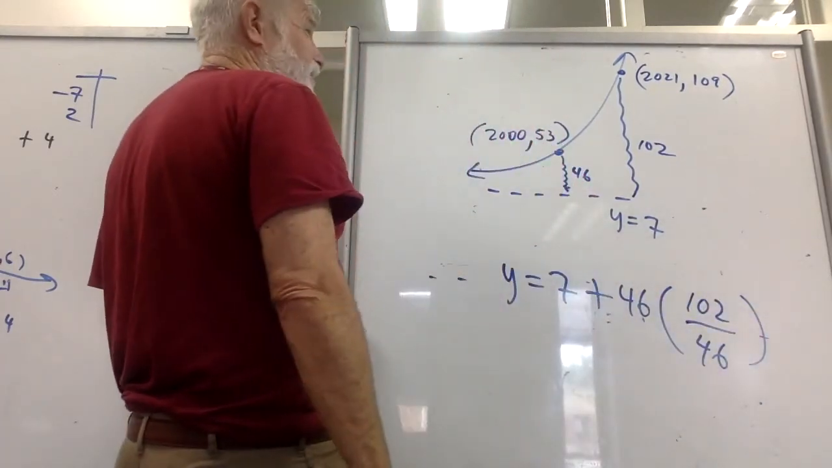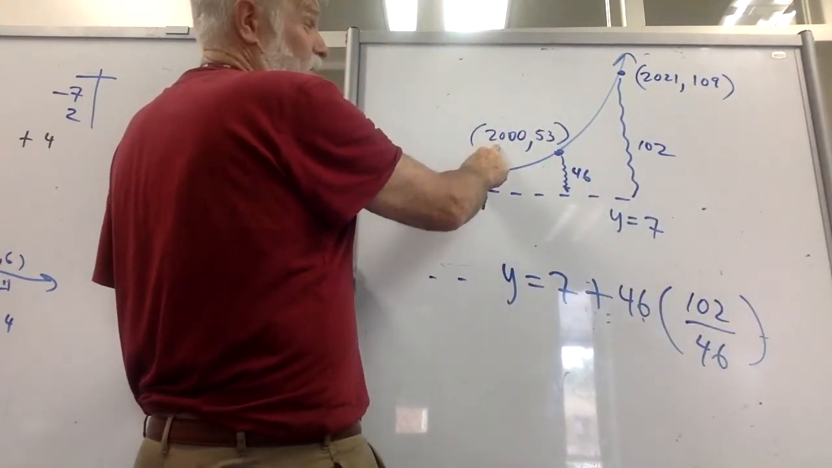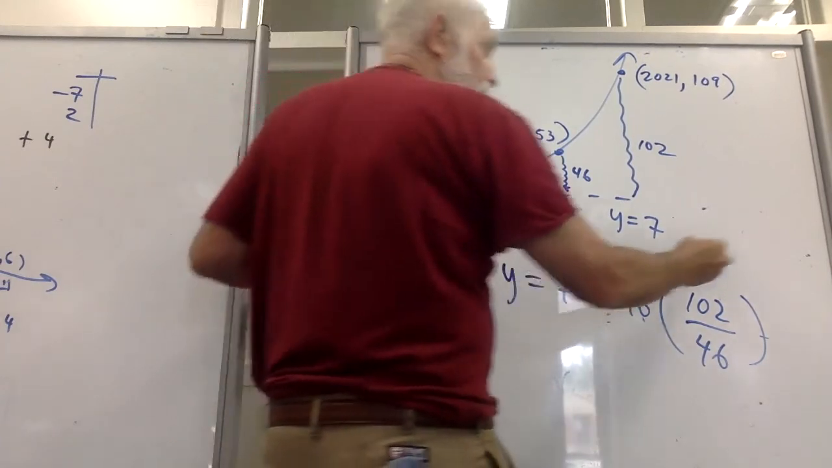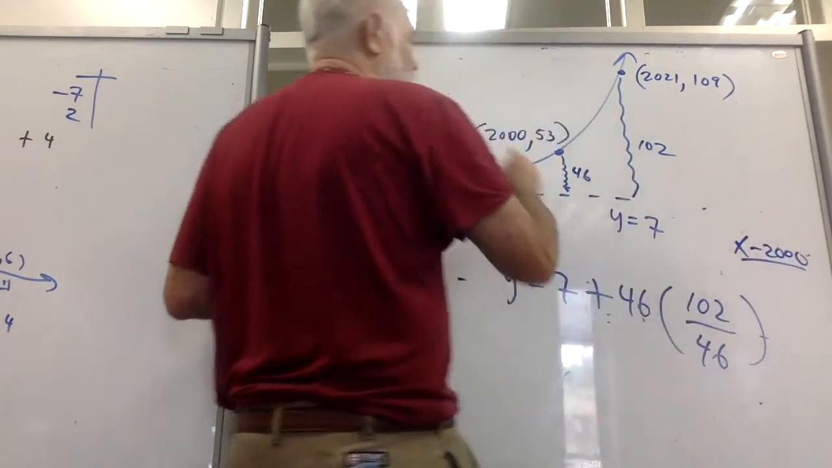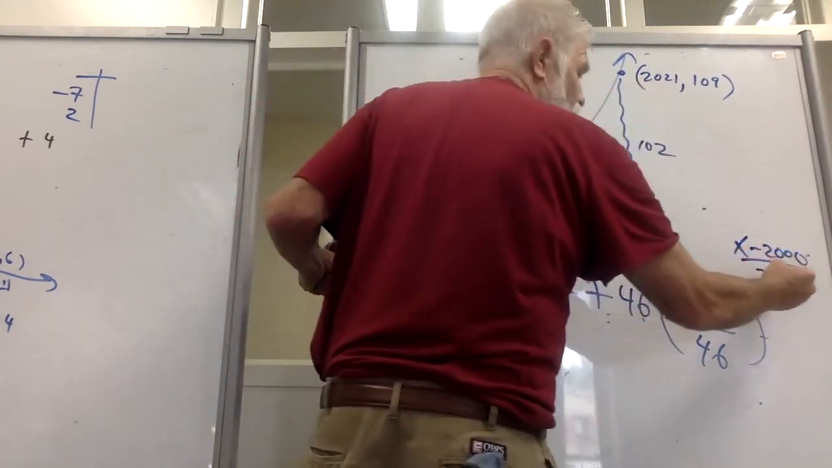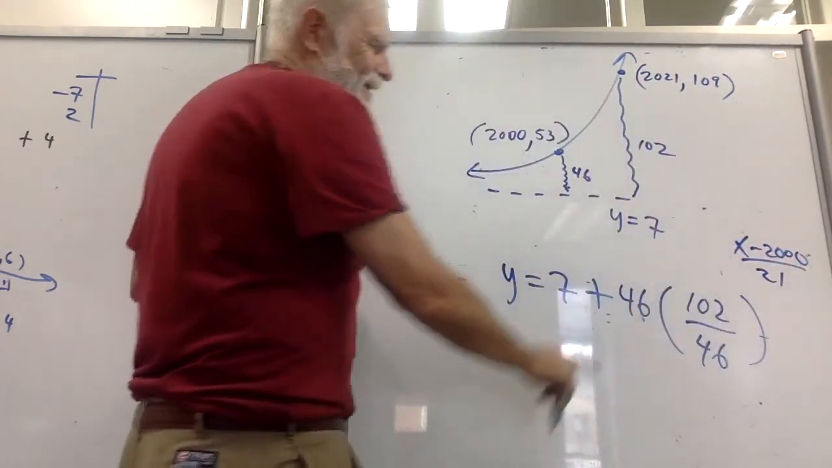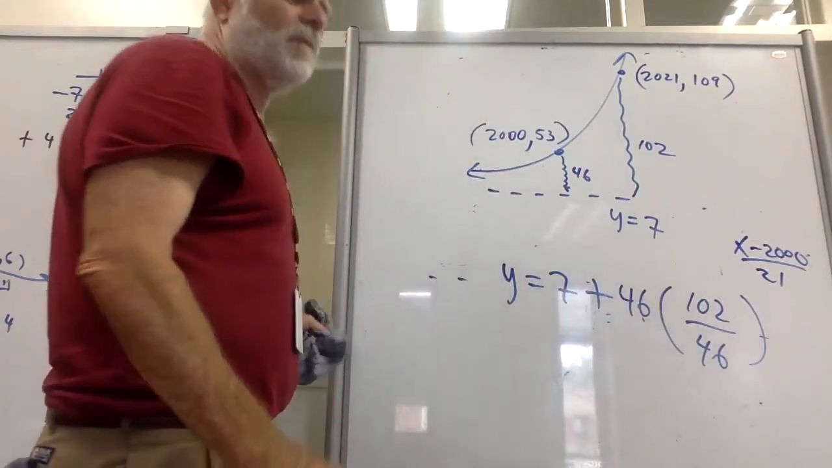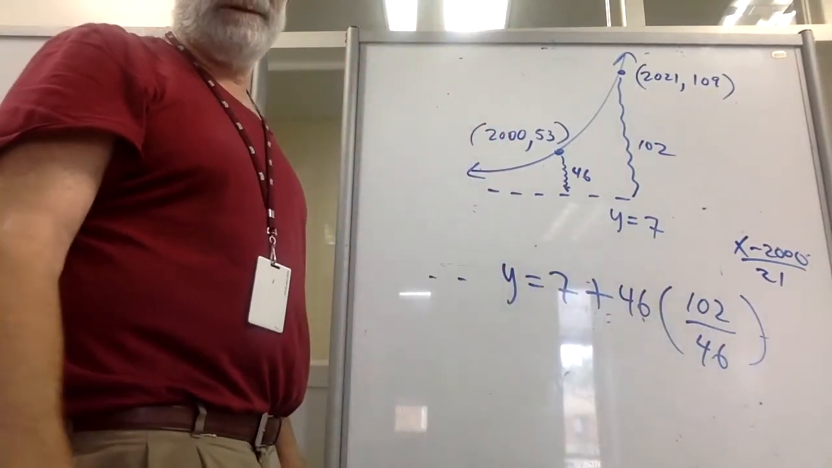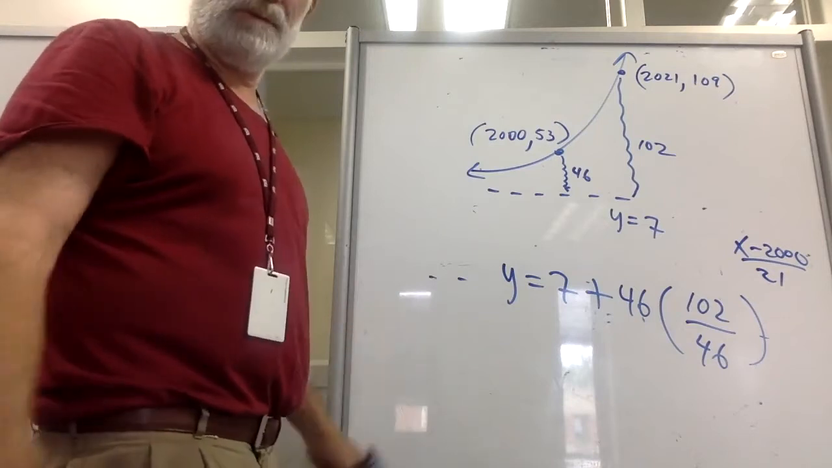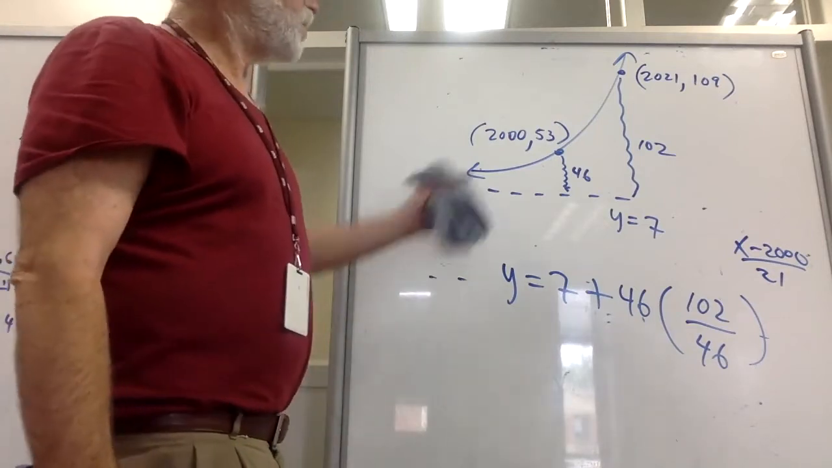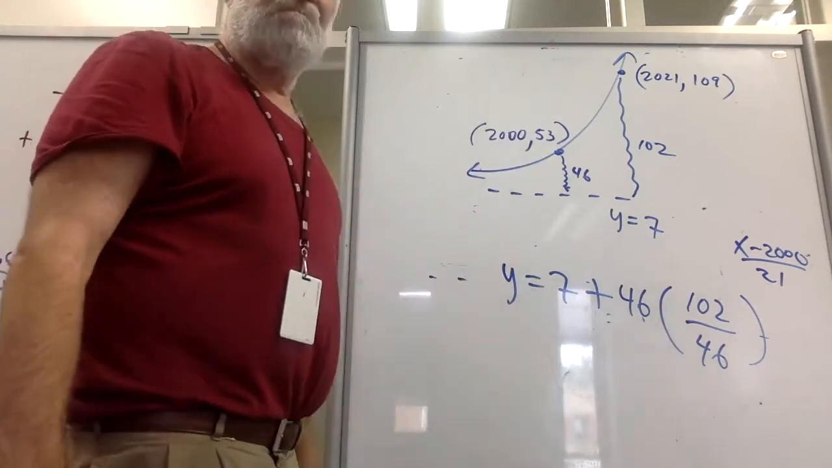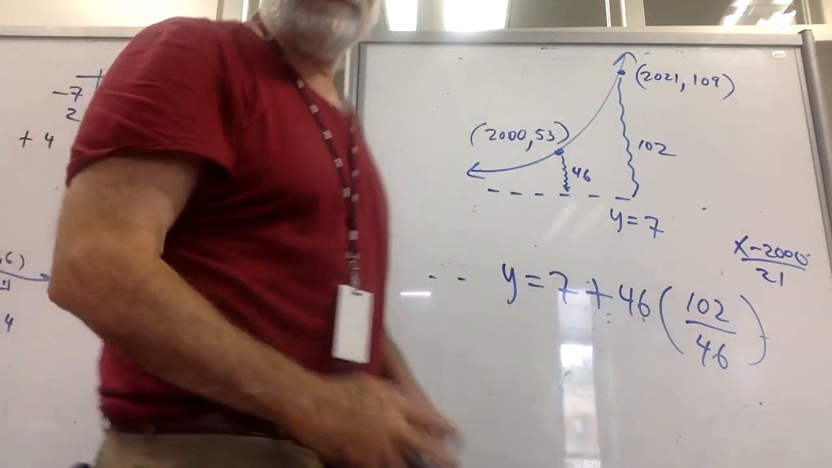And I guess I got to make a table where I scream out the number 2000. X minus 2000. And I look at the change in X, 21 years. Now 102 divided by 46 is somewhere between doubling and tripling. Okay, it's between those two numbers. I'm not doubling, I'm more than doubling the population every 21 years. But with practice, you can write those quickly.